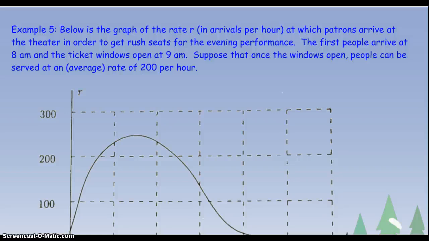Now this next one is an example that we're going to look at and discuss, where your answers could be a little bit different depending on how you look at it. Basically we have the rate that people are arriving to the theater, and we know that each hour, once the window is open, we're going to process 200 people per hour. The first people arrive at 8 and the ticket window does not open till 9. So those are the big things we have to check out with that.